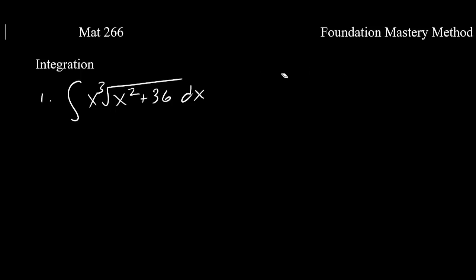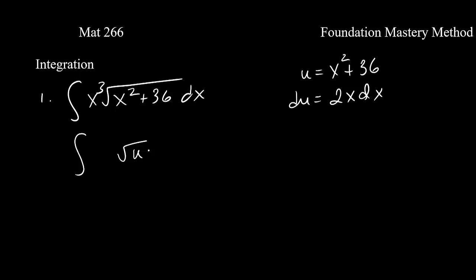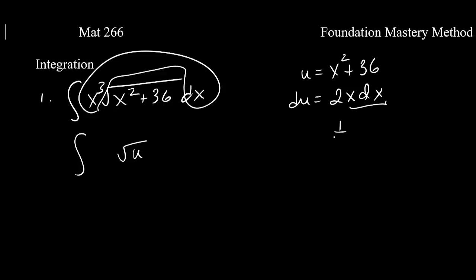So what we're going to do here is we're going to let u equal x squared plus 36. Then du will equal 2x dx. So what happens when we make the substitution? Well, under the square root we'll have u, and then what do we have remaining? Well, we have an x cubed dx. We know that x dx can be replaced with 1/2 du.